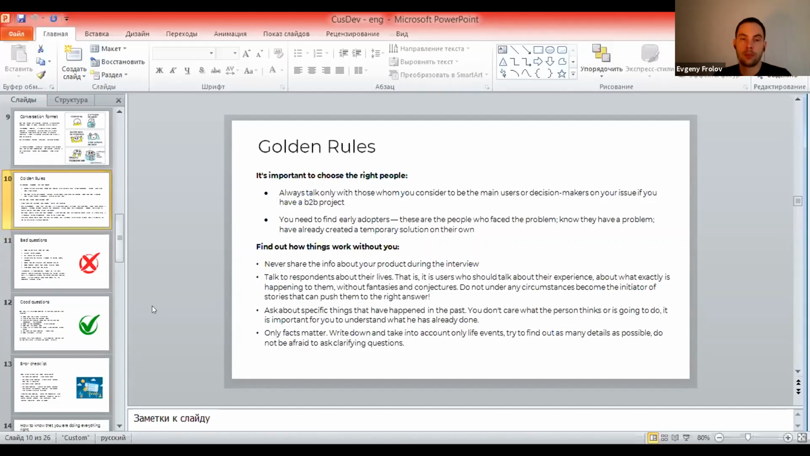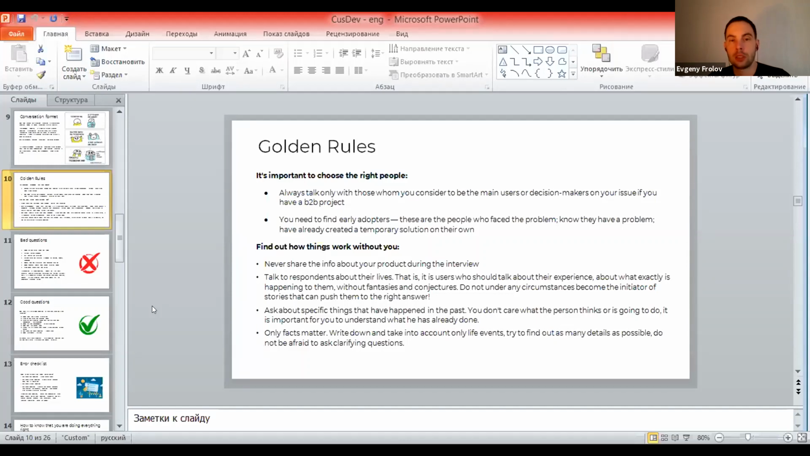What's important to understand is how many interviews to make. Basically, up to 20 is enough for the B2C market. In B2B, it can be fewer. Inside corporates, for instance, with corporate innovations, they usually make 5 to 7 interviews.